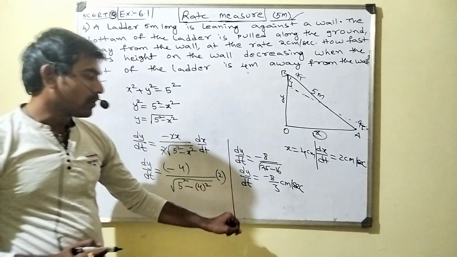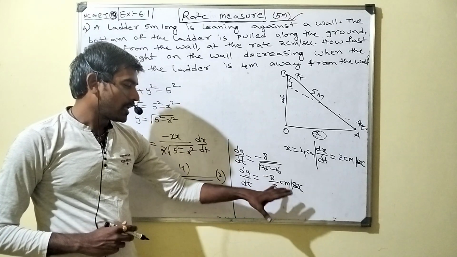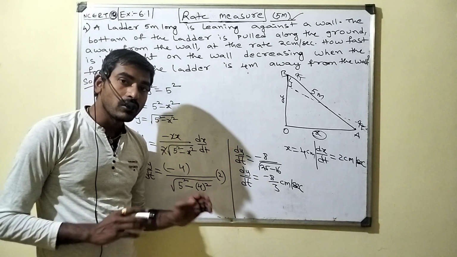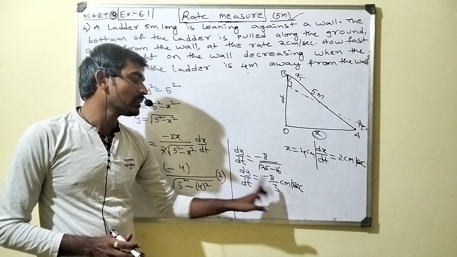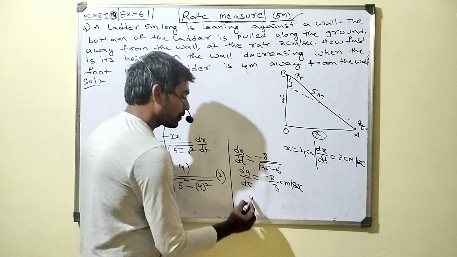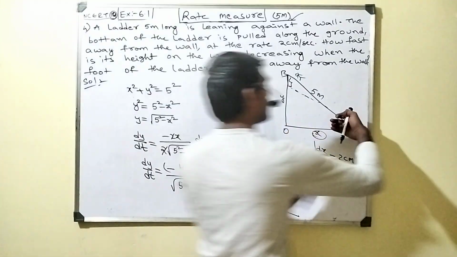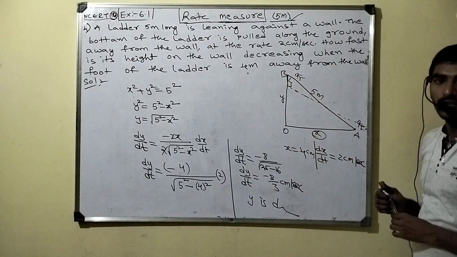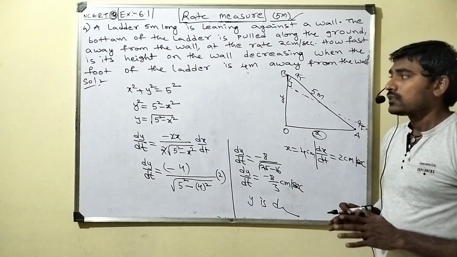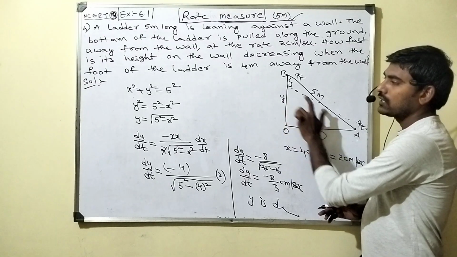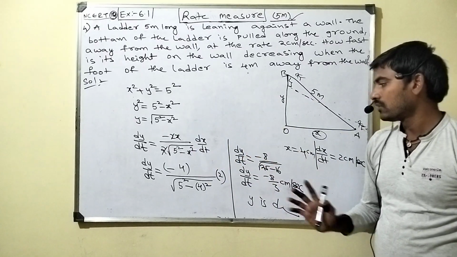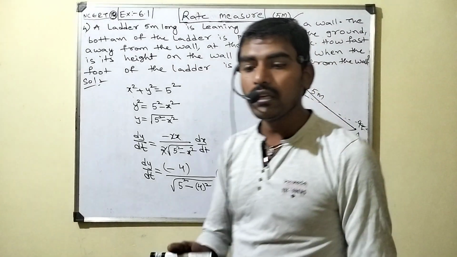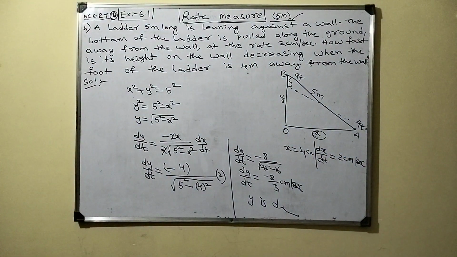Since there is a minus, what should you conclude? Y is decreasing at the rate of 8 by 3 centimeter per second. Y is decreasing, yes or no? When we are pulling the ladder, it's going to come down. It's very clear. It's not tough: X, Y, right angle triangle, this is the ladder, just one time differentiation. You people know very well. Then substitute and calculate. So I hope you people understood well. So next question.